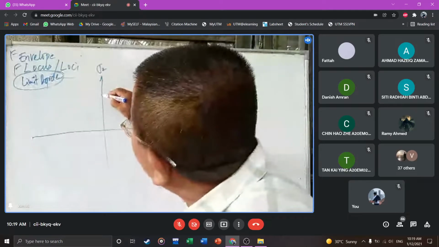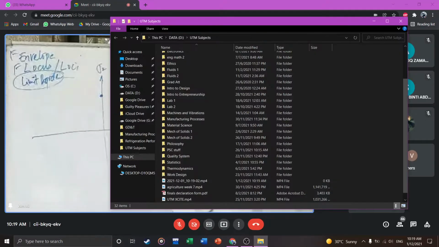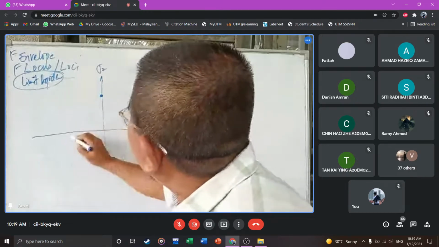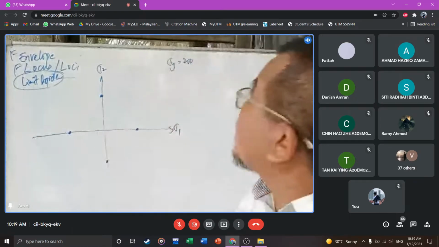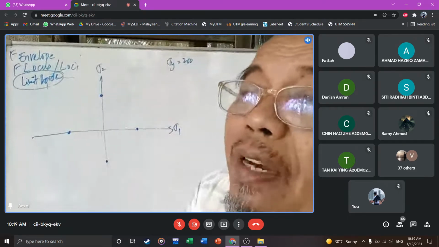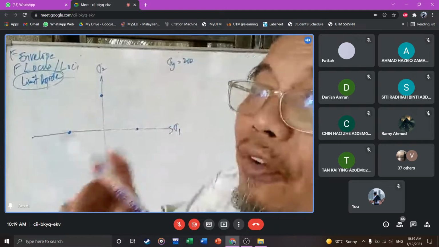So this is sigma y there. Same distance there, sigma y. And then the same distance, sigma y. Okay, yeah? So the first step in Saint Venant's theory, you have to find this value.